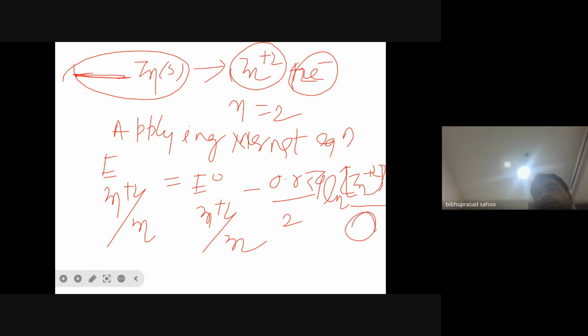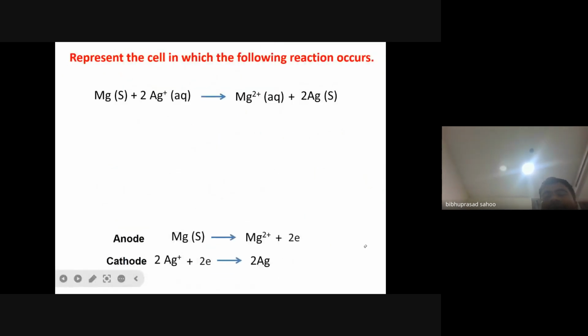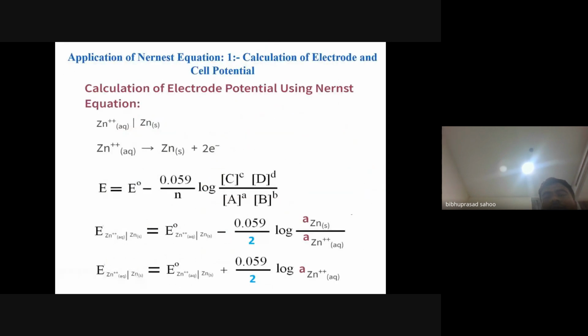Why? Because there is no ionic species, so it will be unity. So students, my motto is to say that the Nernst equation can also be used to calculate the electrode potential. So this is the electrode potential, student.